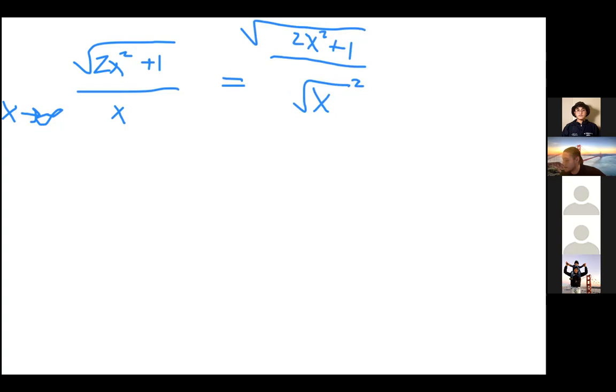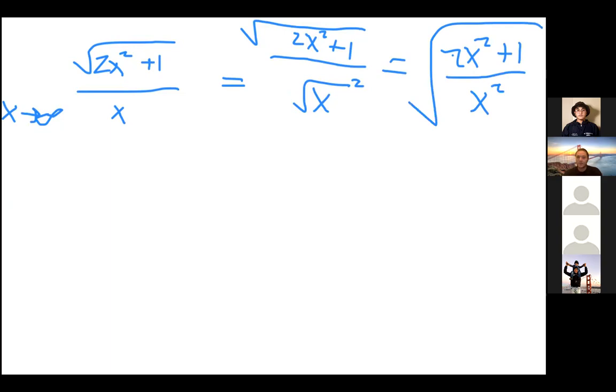Now, how can we rewrite this? We can now write this inside of our square root, and we can take the square root of the whole thing. Does everyone see that? In other words, we can rewrite this as 2x squared plus 1, all divided by x squared. Now we take the square root of just this. Does everyone see how I got that? Hopefully, if you have a question, let me know. Otherwise, I'm going to keep going. 2x squared plus 1 divided by x squared.